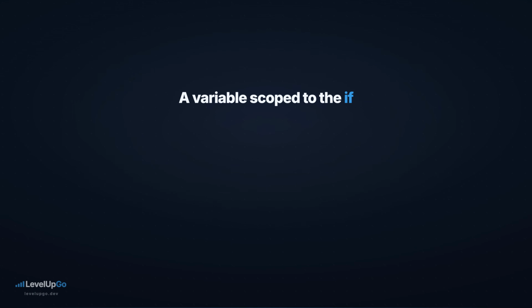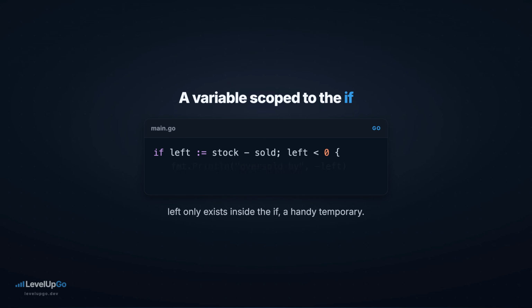Another thing you can do in Go is that you can create a variable in the statement. Here we are creating a variable called left, and it's the difference between stock and sold. And if left is less than 0, we go into the if statement and we will print oversold by and the amount of left. So this variable will only live inside the if statement, and it can be a nice way to have a temporary value just in that if statement.